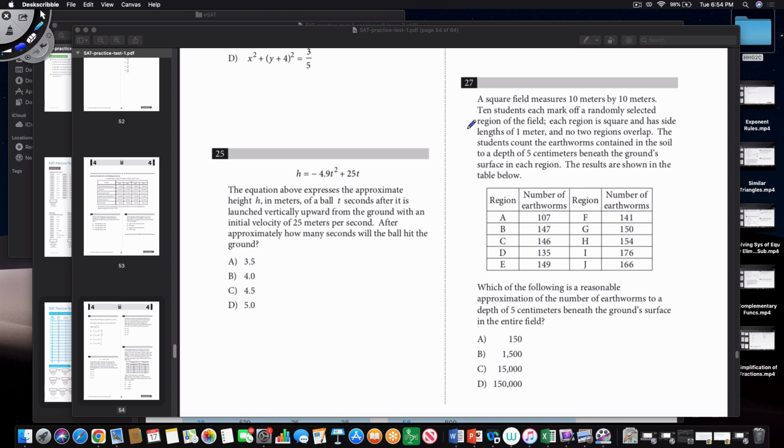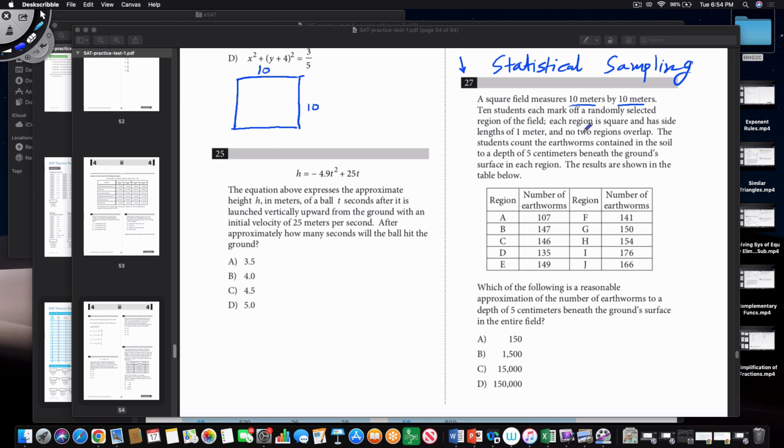So for this kind of a problem, number 27, it's basically what is called a statistical sampling. What they have here is a region which is 10 meters by 10 meters. So let's do a quick sketch of this just to get an idea of the problem. So you've got 10 by 10.